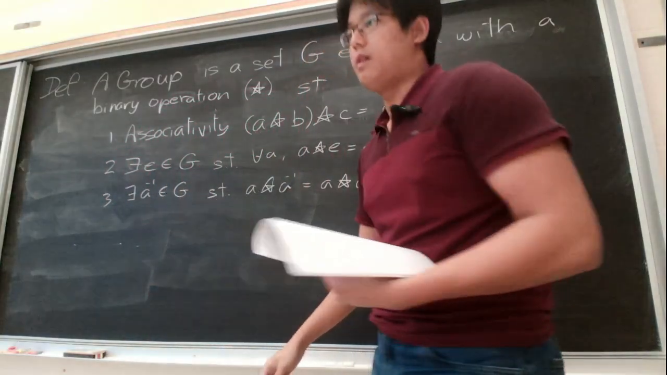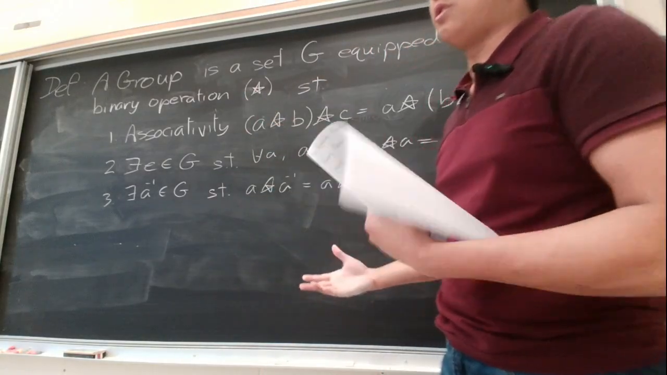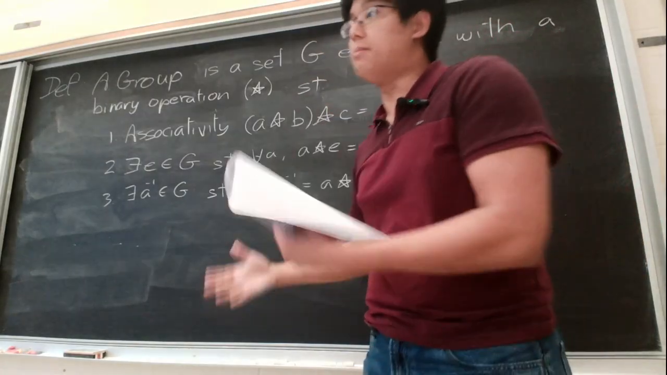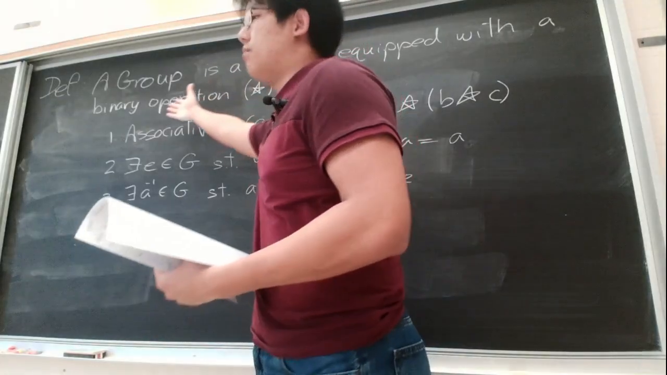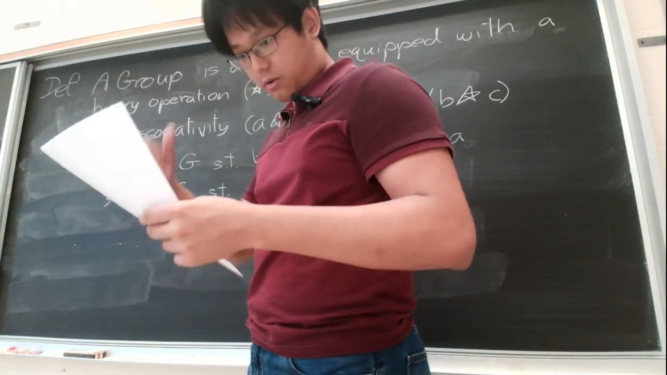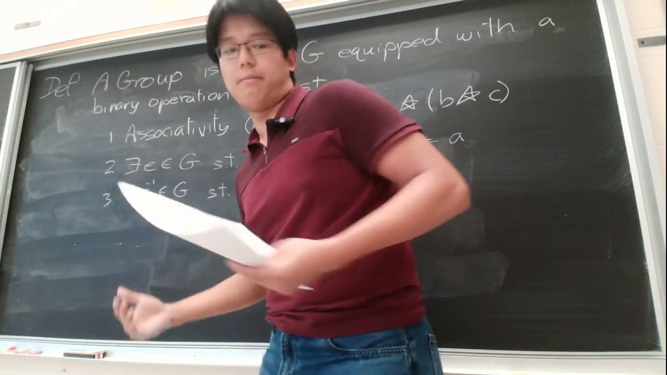So if you have some set and you equip it with some binary operation and it satisfies three things, congratulations, you have a group. The point of a group is if your set has some symmetry in it and you can operate or use some binary operation and you'll get something that retains that symmetry. We will now go through a couple examples to demonstrate this property for groups.